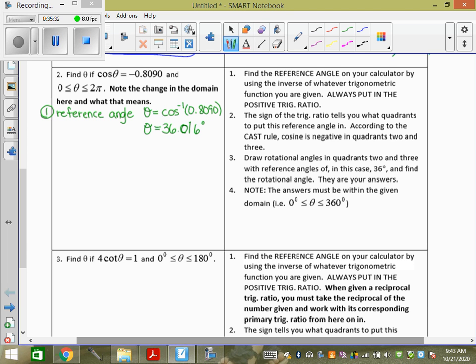That's step 1. Step 2, cast rule, to find out where the heck the reference angle falls. Because I could actually have the reference angle in 4 spots, couldn't I? I could have it in quadrant 1, quadrant 2, quadrant 3, quadrant 4. I need to figure out which quadrants I have to have it in. So step 2 is cast rule.